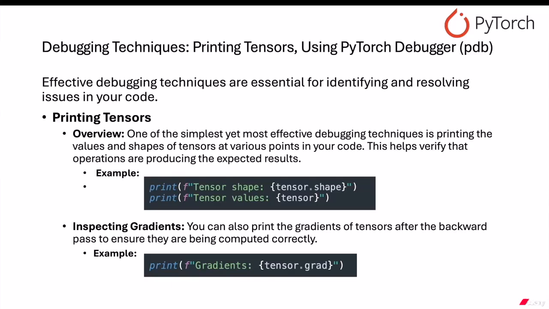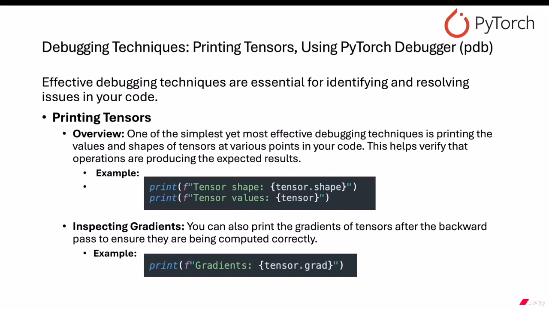Debugging techniques. Printing tensors, using PyTorch debugger, which is PDB. Effective debugging techniques are essential for identifying and resolving issues in your code. Printing tensors. One of the simplest yet most effective debugging techniques is printing the values and shapes of tensors at various points in your code. This helps verify that operations are producing the expected results. Here is an example: print f tensor shape, tensor.shape. Print tensor values, tensor.